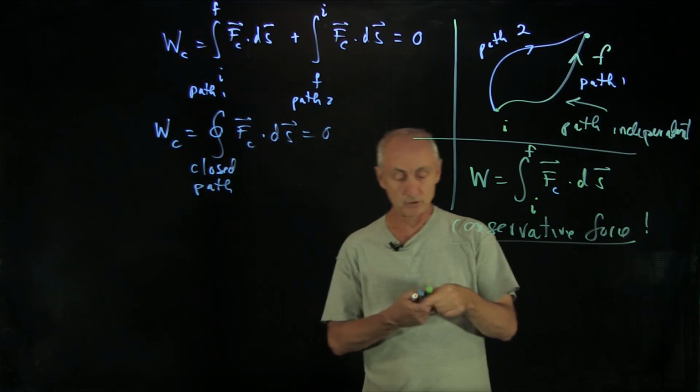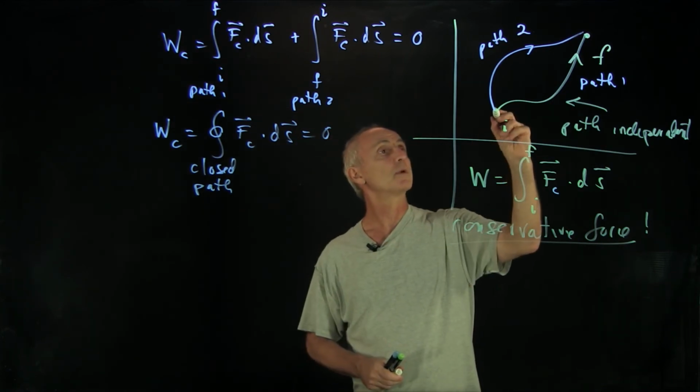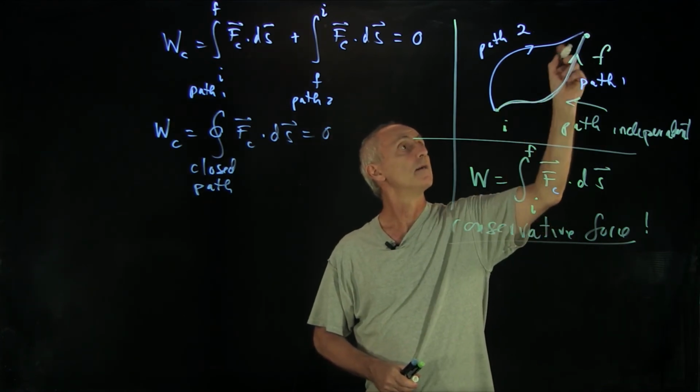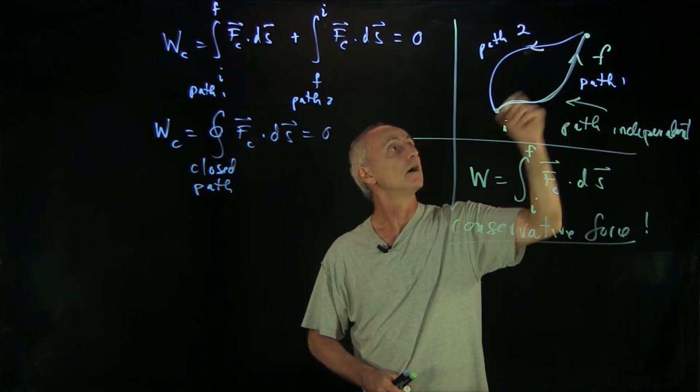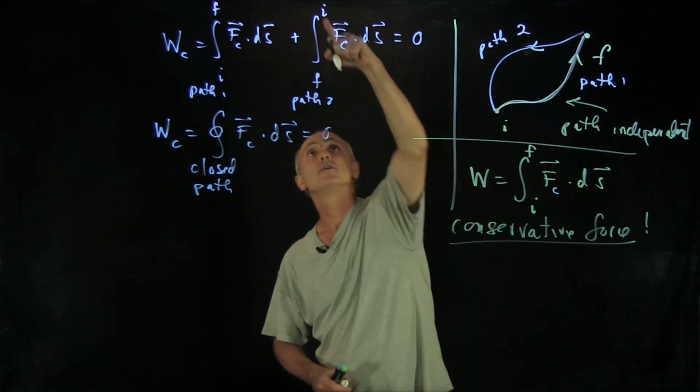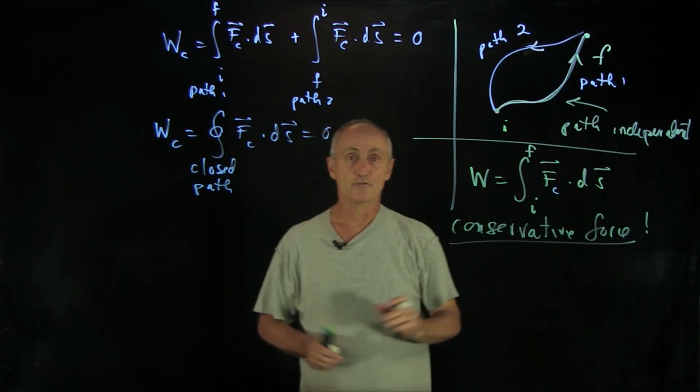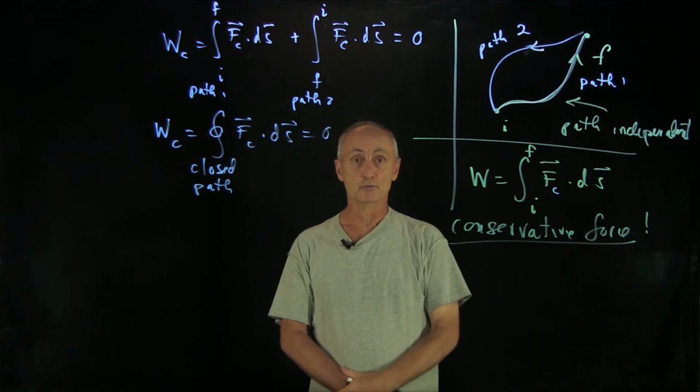What does that closed path look like? Well, remember what we did was we went from 1, but then instead of going in this direction, we came back on path 2 from the final to the initial point. And if the force is conservative, the work done around a closed path is 0.